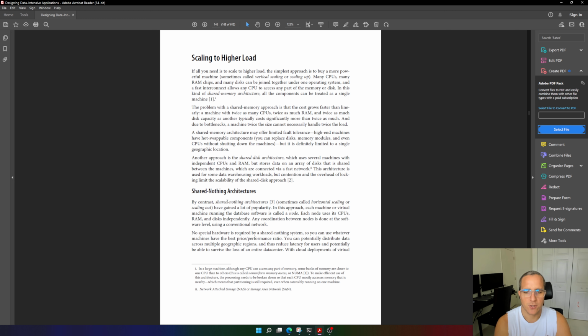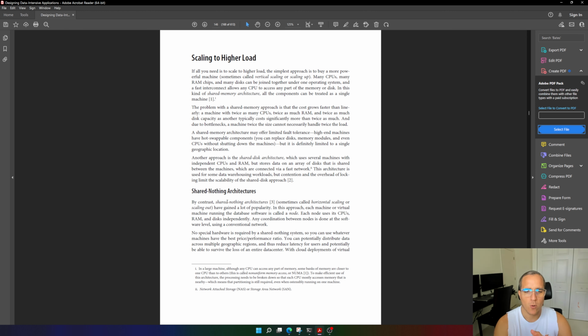Shared-nothing architectures, sometimes called horizontal scaling or scaling out, have gained a lot of popularity. In this approach, each machine or virtual machine running the database software is called a node. Each node uses its CPU, RAM, and disk independently. Any coordination between nodes is done at the software level using a conventional network.